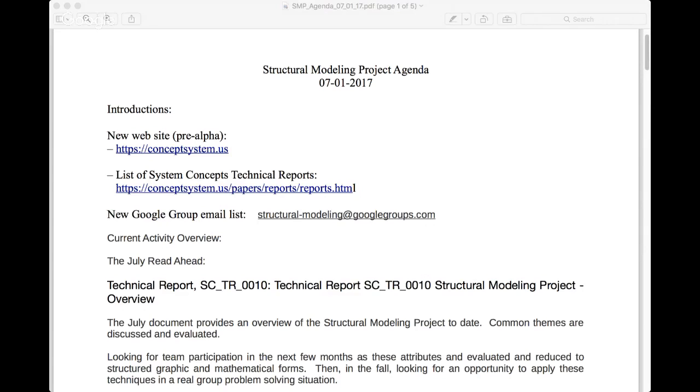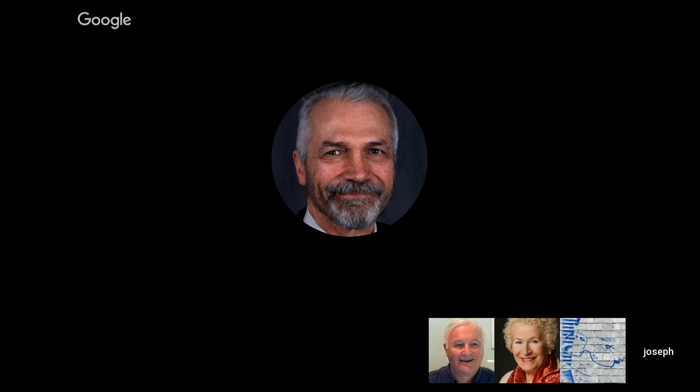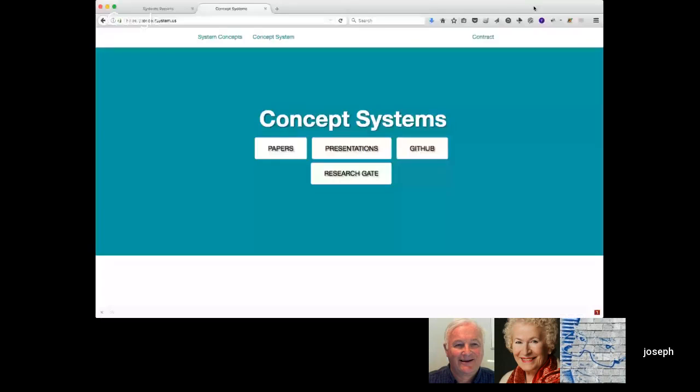Let's see, so I need to share a different screen here. Screen share. And this is a new application window. All right, so this is basically what the new Concept Systems website looks like, the interface.